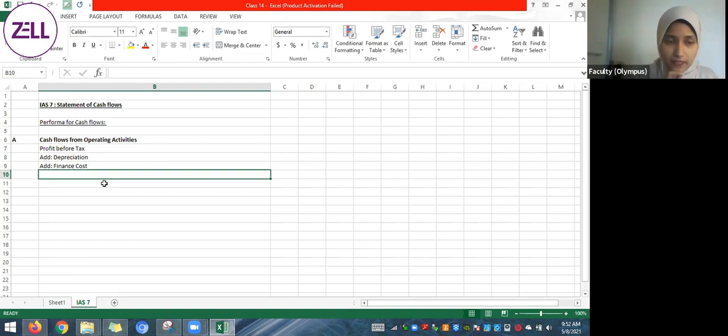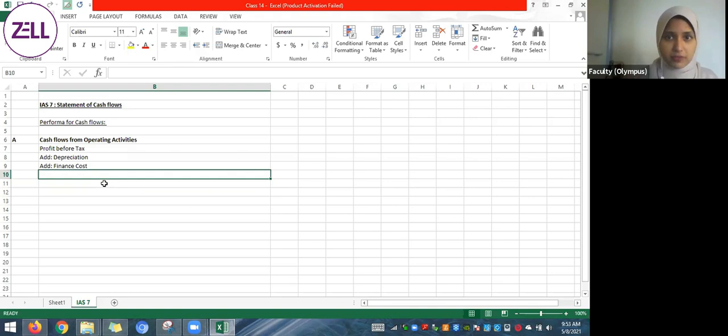So one, it could be a non-cash element. Because of that we are removing it. And second, we don't want it right now. We first want the trading profits exclusive of any interest element. If you try to recall your P&L statement, you have a PBIT, profit before interest and tax. Then you have finance cost. Then you have PBT, profit before tax. Then you have tax, and then you have profit for the year.